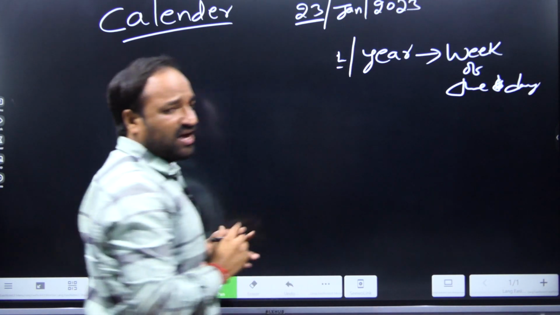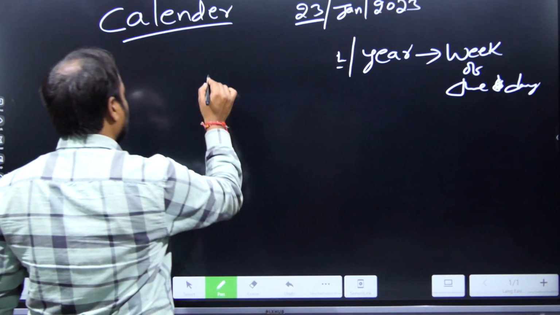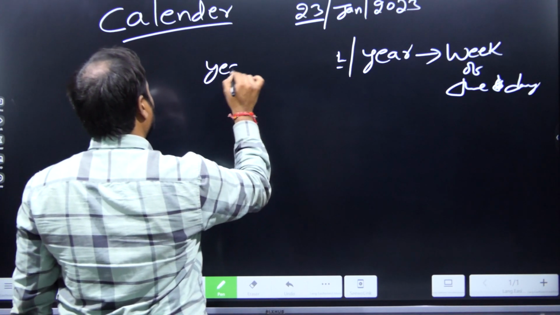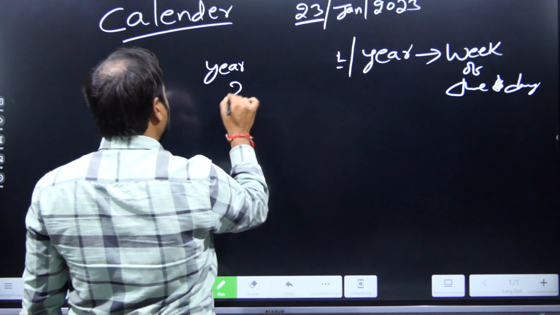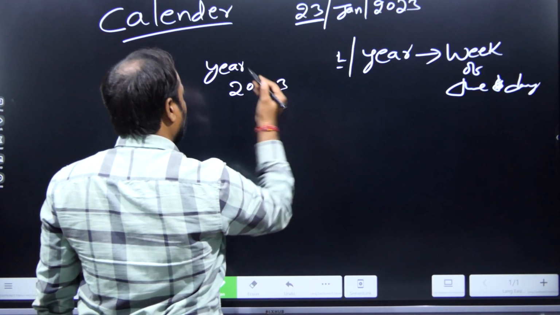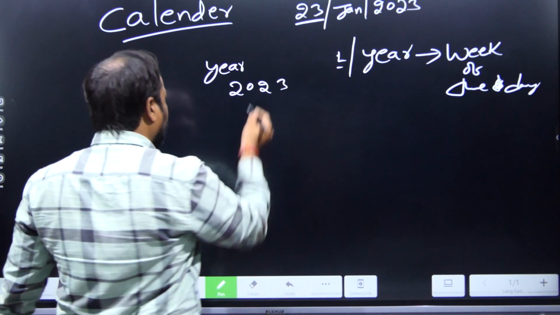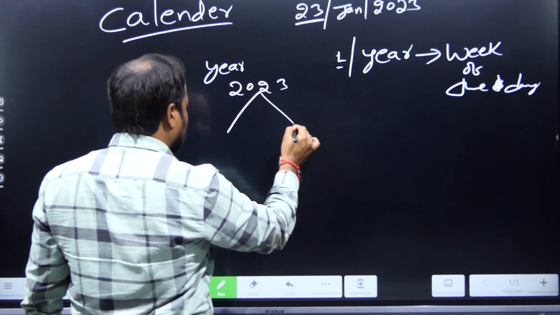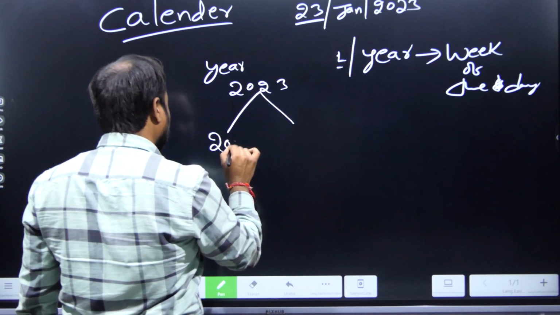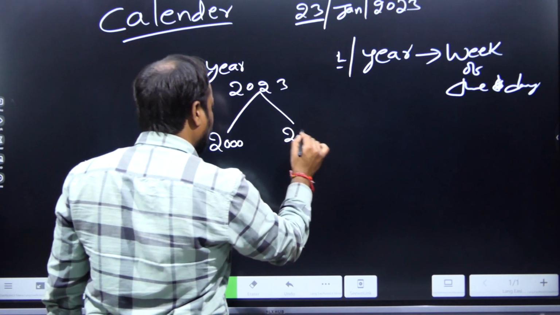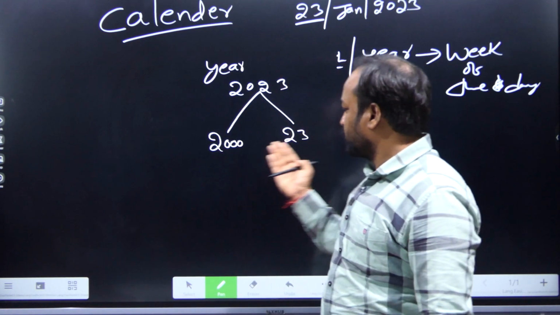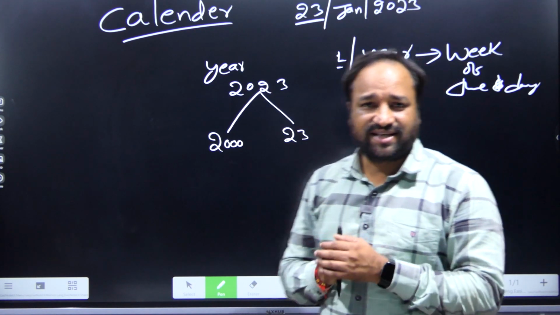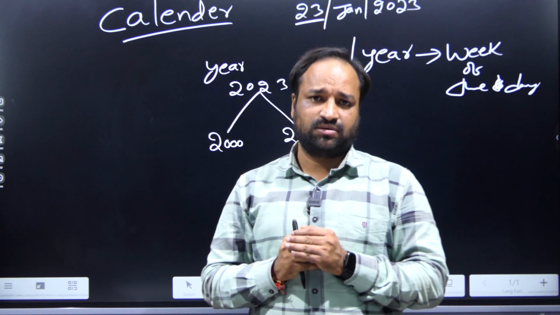Finally we are left with year. Now we are taking the year 2023. The 2023 can be divided into two parts: one is 2000 and the other is 23. Here 2000 years and 23 years combined make 2023 years.